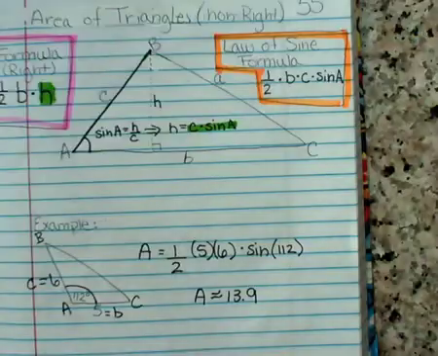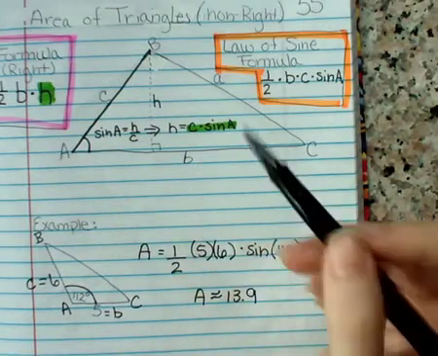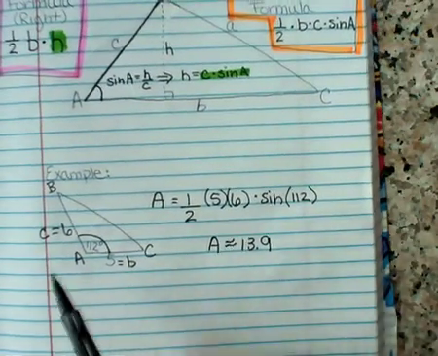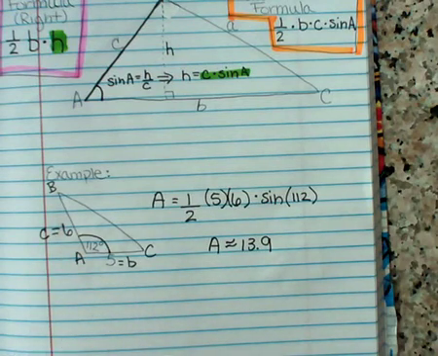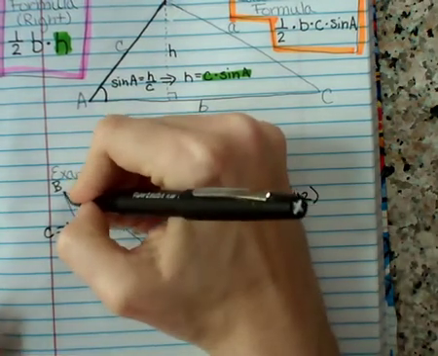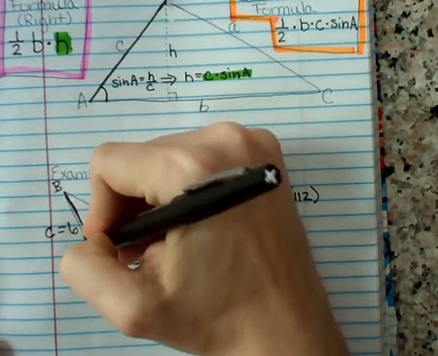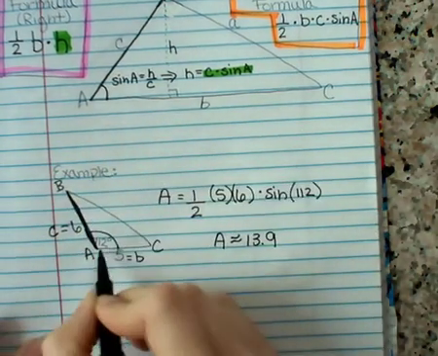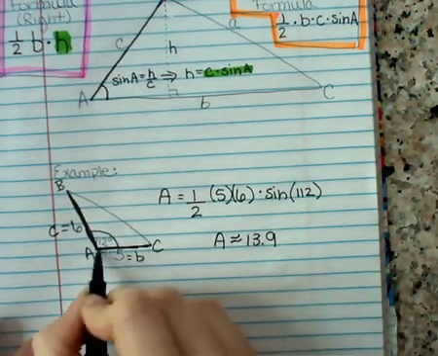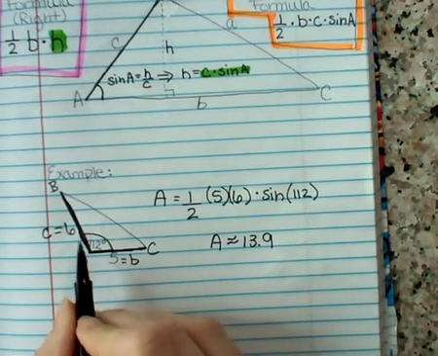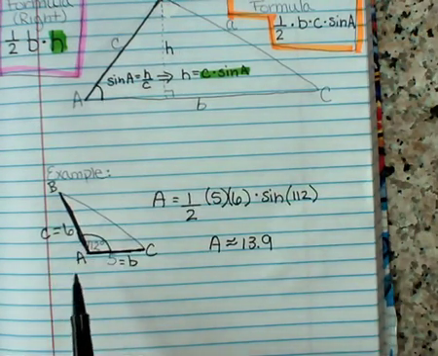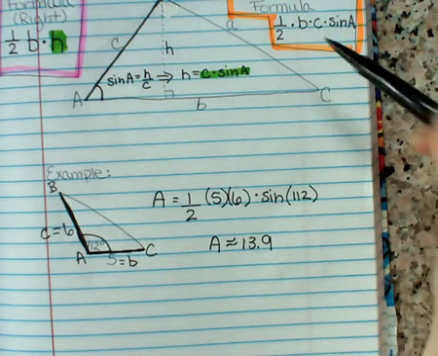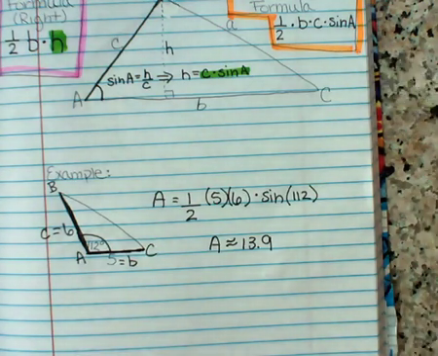So remember that when we are using this formula, we have an angle, and we have the two sides that are adjacent to that angle. Notice that both the side that is 6 and the side that is 5 are both adjacent to our angle that is 112. So that is important for us in order to be able to use this formula. We need to know the two sides that are adjacent to the angle.